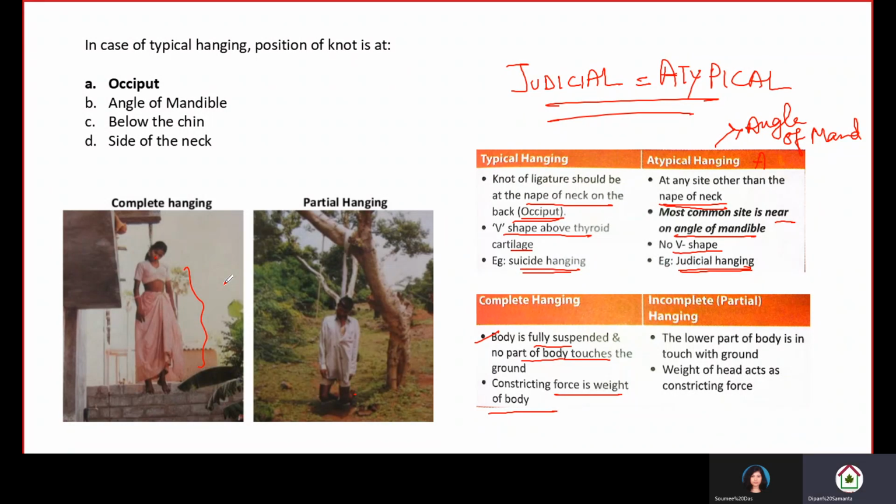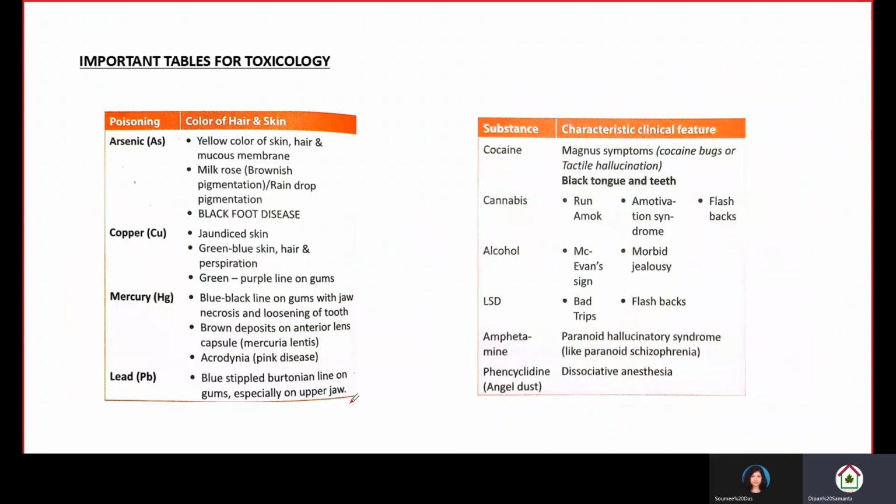In incomplete or partial hanging, the lower body is touching the ground. The constricting force is the weight of the head only. Okay, so this is about incomplete hanging.